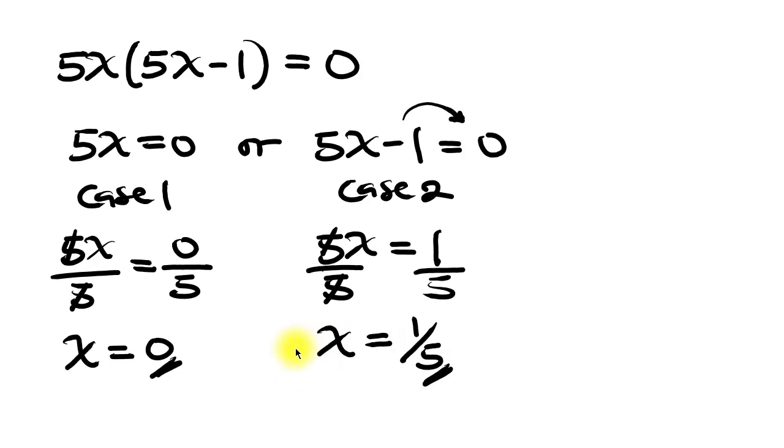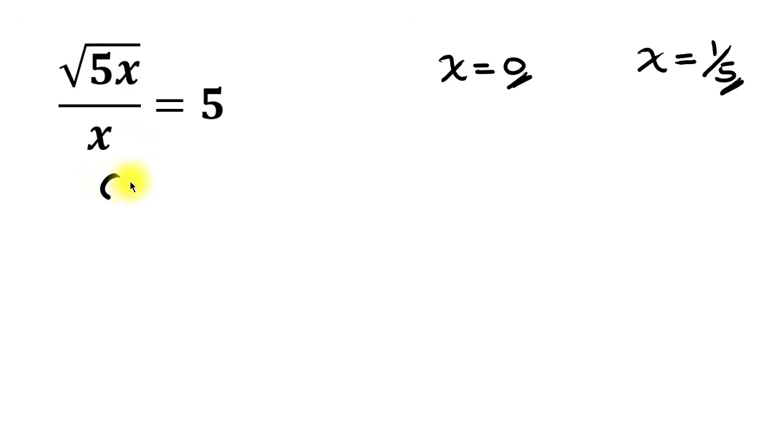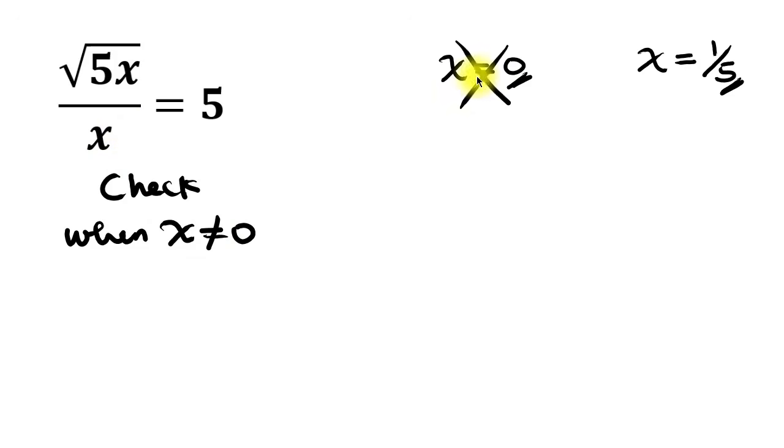Now let's check. Now let me write down check here. We're going to be starting with x equal to 0. So when x is equal to 0, we're going to be substituting the value of x here on the left hand side to see if we're going to be having 5 as a result. But then notice something. X is a denominator, which means x cannot be 0 because it makes the expression on the left hand side undefined. So this cannot be a solution.